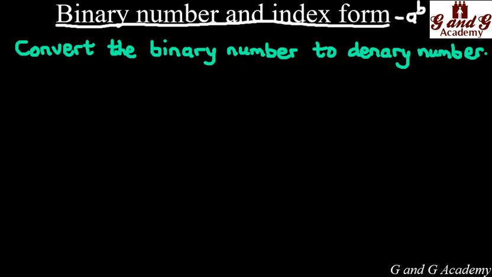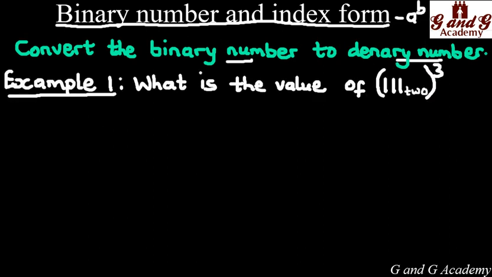The first thing for you to do is to convert that binary number to a base 10 number. That is the simplest way to simplify a binary number that is in index form. Having done that, you can now begin to solve it the usual way you normally solve it in binary numbers.